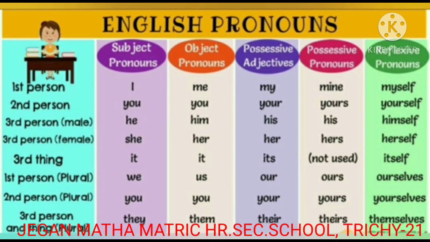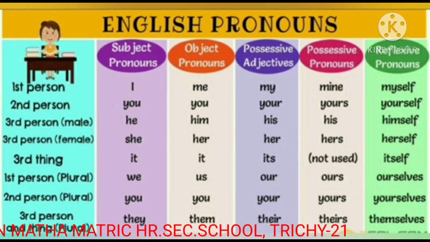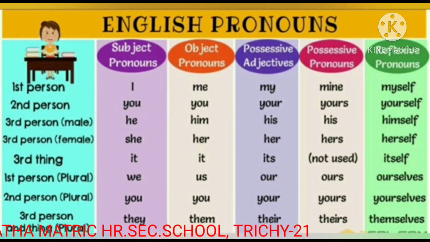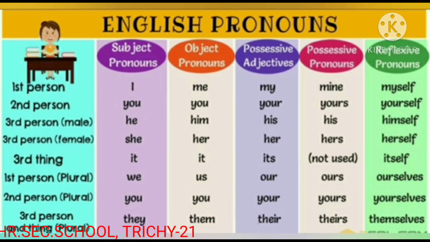Then possessive adjectives. My, your, his, her, its, our, your, their. This is called a possessive adjective. The fourth one, possessive pronouns. Mine, yours, his, hers, not used, ours, yours, theirs. This is called a possessive pronoun.